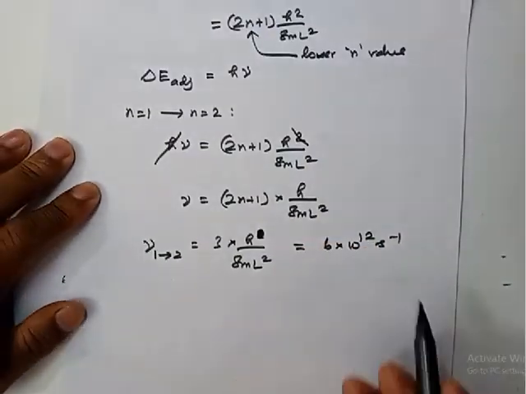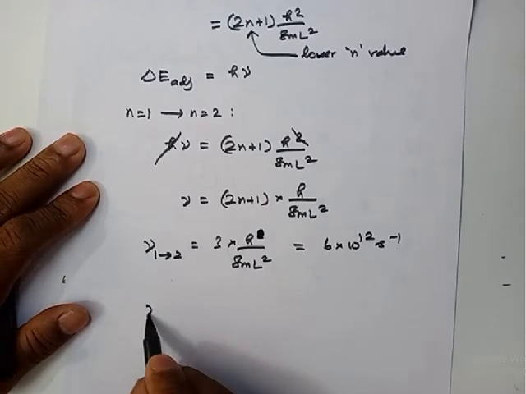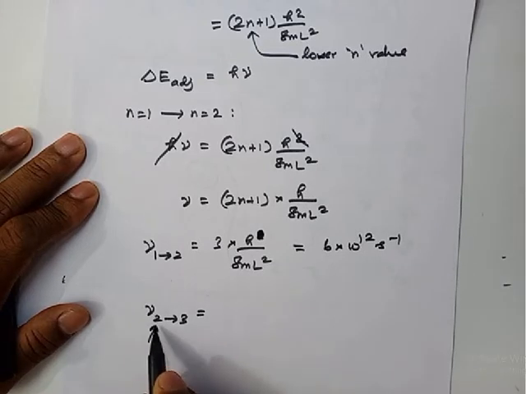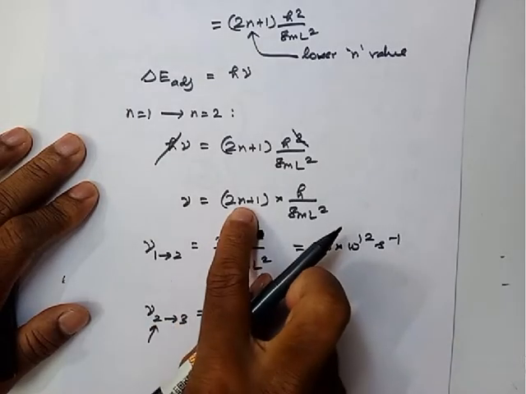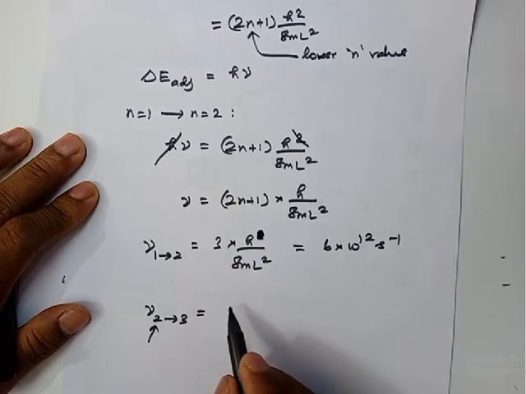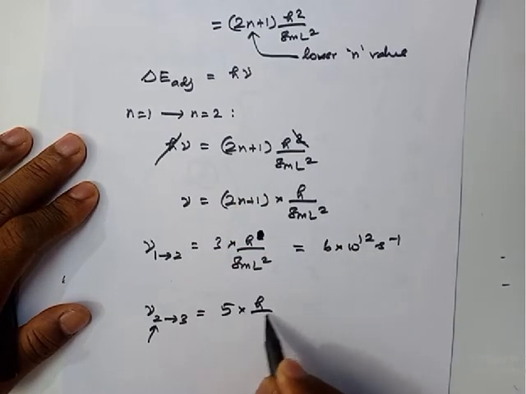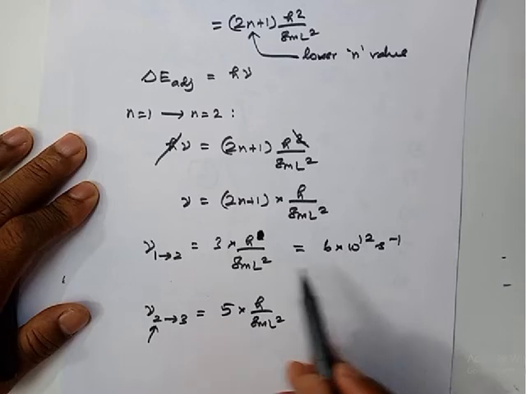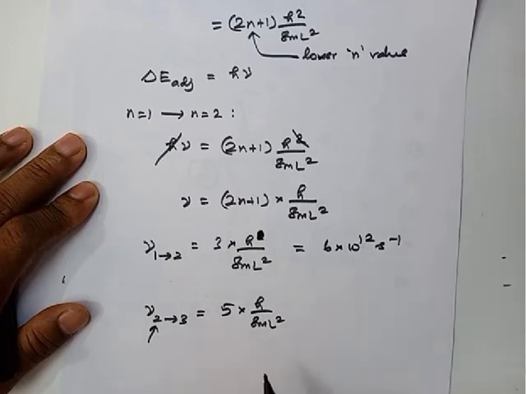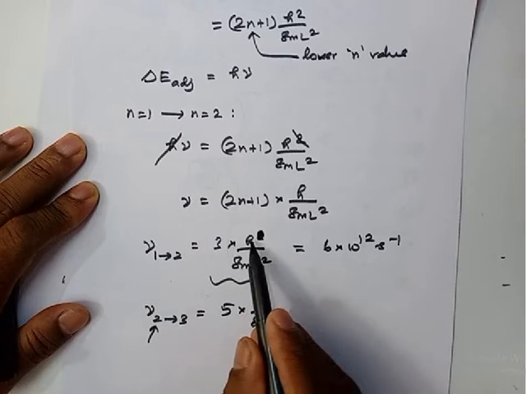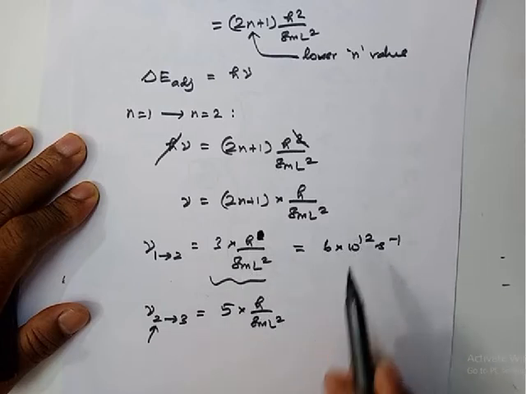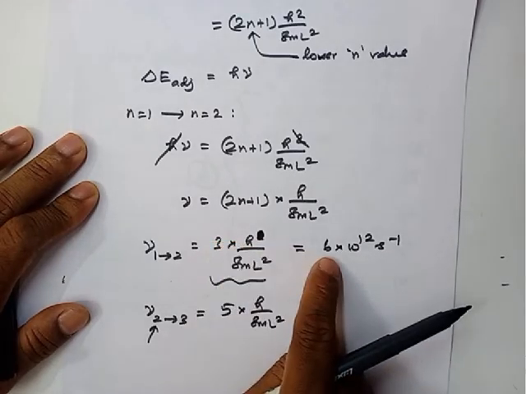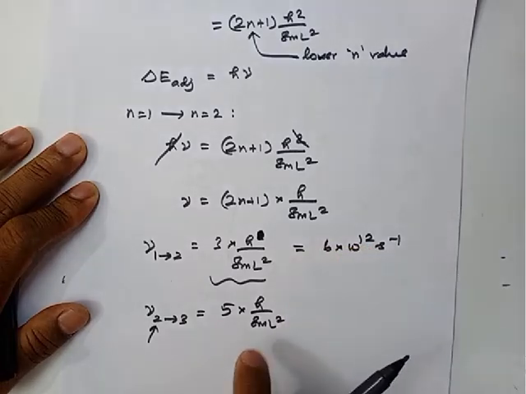For 2 to 3, how to find the value? The frequency for the 2 to 3 transition is, for 2 to 3 the lower value of n is 2, substitute 2 here, so 2 into 2 is 4, 4 plus 1 is 5, so I'll get 5 times h by 8 ml square. We need to find the value of this. 3 times h by 8 ml square is 6 into 10 power 12. What about 5 times h by 8 ml square? Simple, divide this value by 3, you'll get 2 into 10 power 12, and multiply by 5.